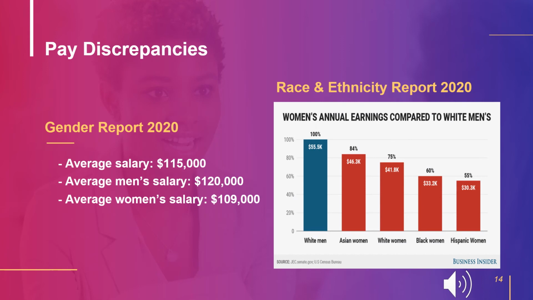Let's talk about the pay discrepancies. Women at Google make $11,500 less than their male counterparts. Men were offered higher salaries than women were for the same exact role 63% of the time. Women of color faced the biggest wage gap when compared to white men, in which black women earned 65% of what white men do.